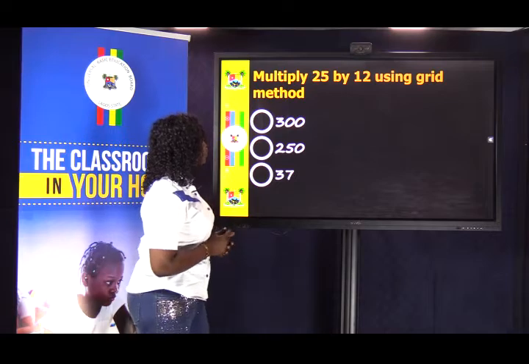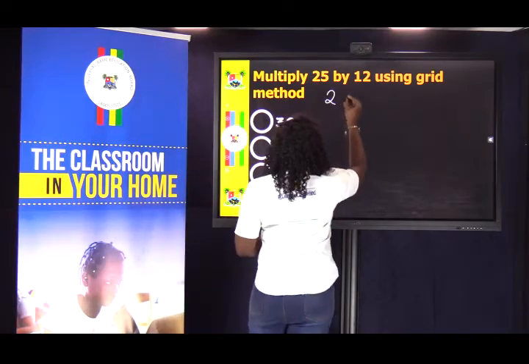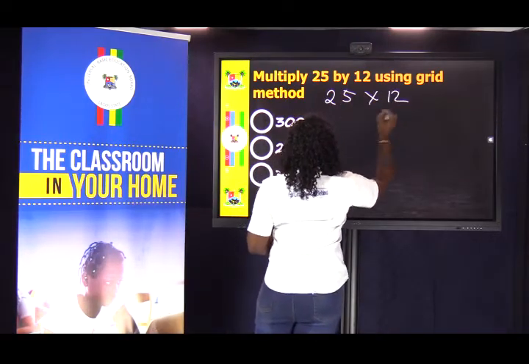Multiply 25 by 12 using the grid method. 25 times 12.